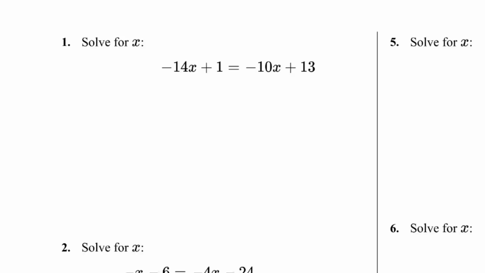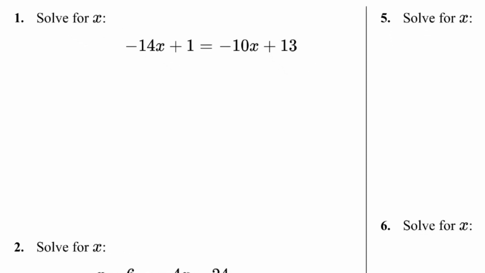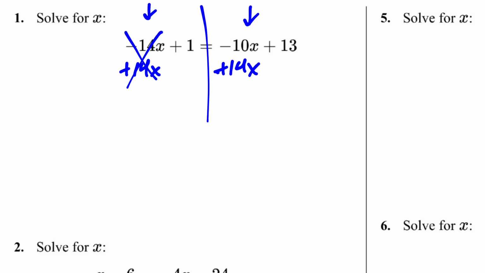Here's one example. Here's a problem that has letters on both sides of the equation. You'll see that there's an x here, and this is where the equal sign is, right down the middle. One of the first things we can do is cancel out one of those. Doesn't really matter which one, though I'm going to do plus 14x to avoid negative numbers, and this goes away on the left, and I'm left with 1 is equal to 4x plus 13.